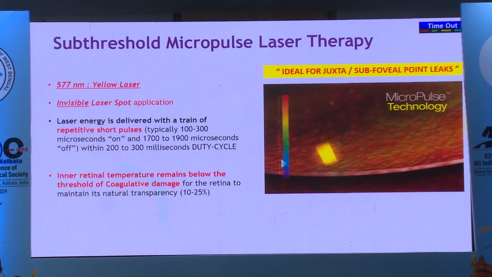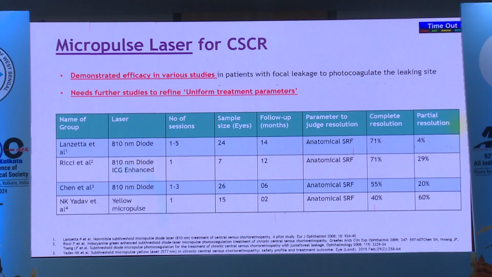Yellow laser is preferred, where the short pulses of laser don't damage the RPE, but stimulate the RPE. Various studies have shown that for subfoveal and juxtafoveal leaks, micropulse laser is very effective. But the problem is that currently there is no consensus on uniform treatment parameters, and it has to be based on a threshold test burn, and has to be titrated to 50% of the threshold burn.